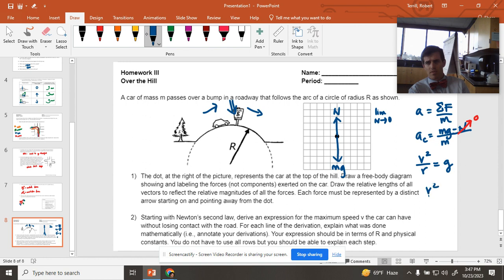v squared equals rg. And then I can just do v equals square root of gr. I just switched the r and the g for no reason at all. But there you go. There's the steps I would follow for that one. So hope that helps. Come see me in class if you have any questions.